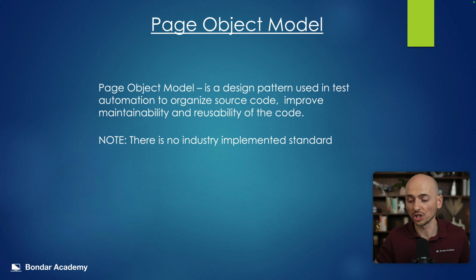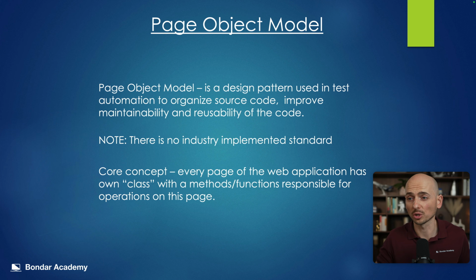But the general high-level concept for the page object would sound like this. The core concept is that every page of the web application has its own class with methods, functions responsible for operations on this page. So that's a high-level concept. And then from this high-level concept, you can go sideways, deciding how exactly to build the framework architecture. And there are no rights or wrongs about the page objects. It's just a matter of preference and what makes sense in the context of the existing project.